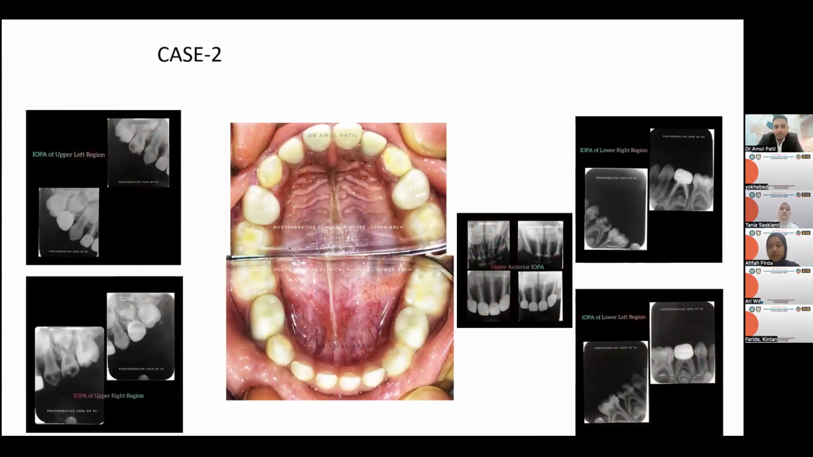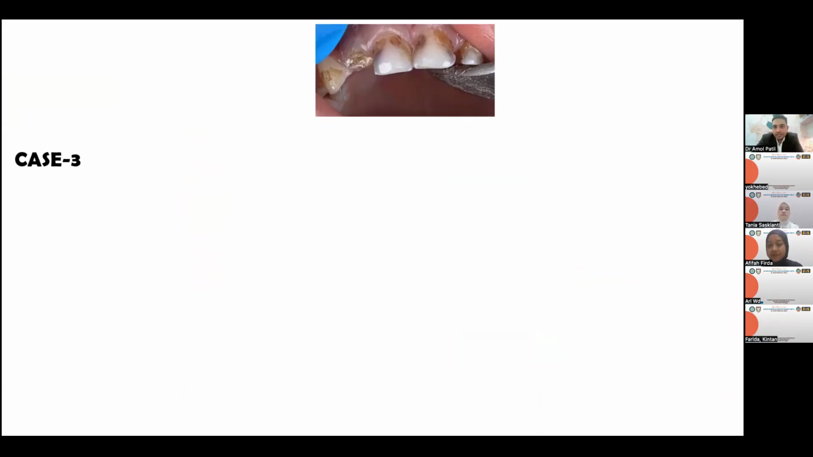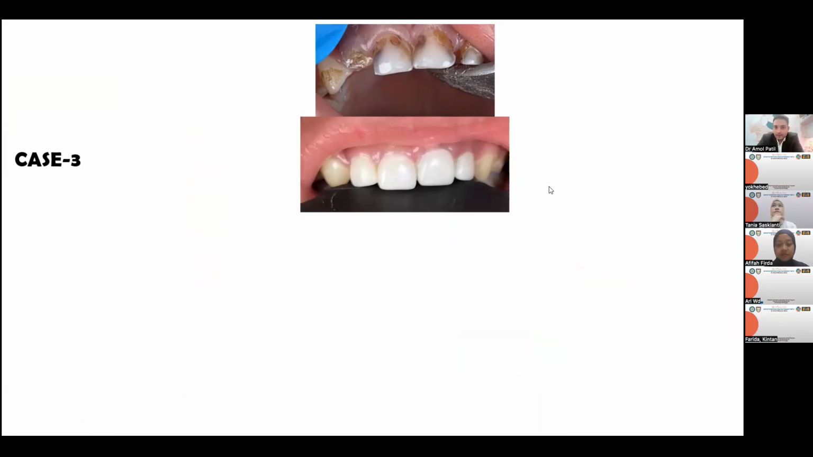So this is a follow-up of the same patient. This is case 3. Now I'm going to talk about the problems which we can face when we do a zirconia crown. Like in this case, if you see tooth number 5-2, the lateral incisor on the right side, it is grossly destructed. It was restored. All of these teeth were restored with the zirconia crown.